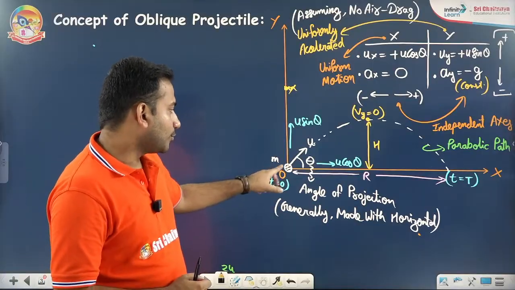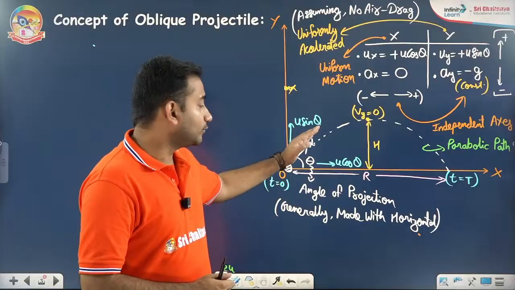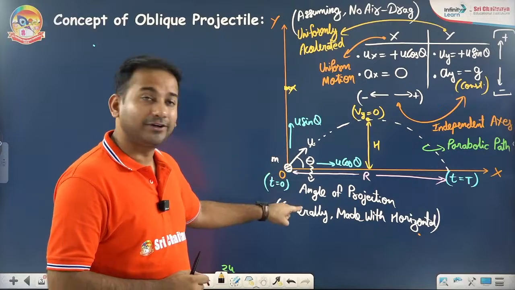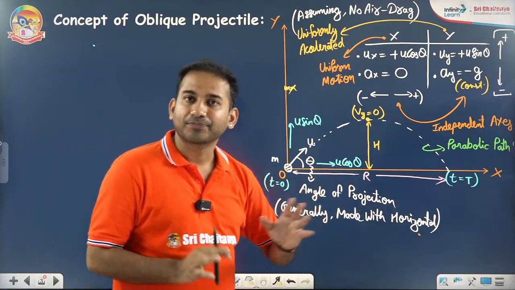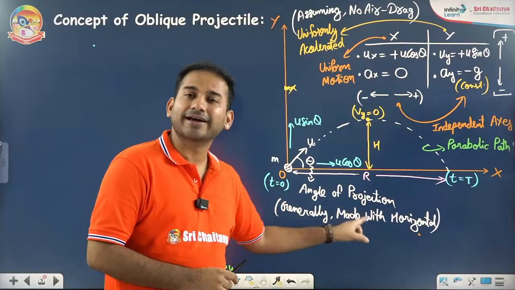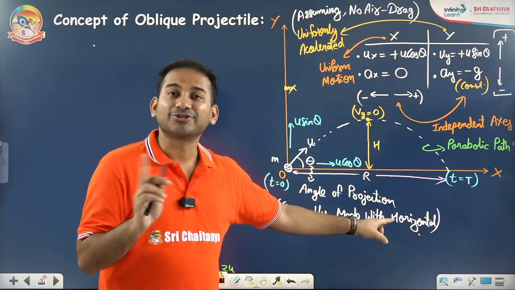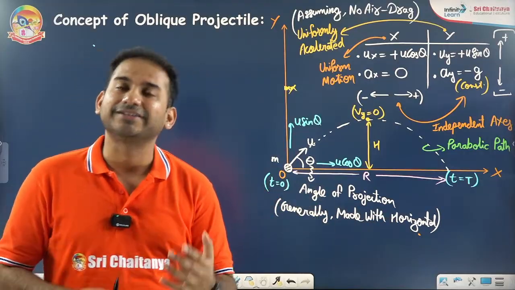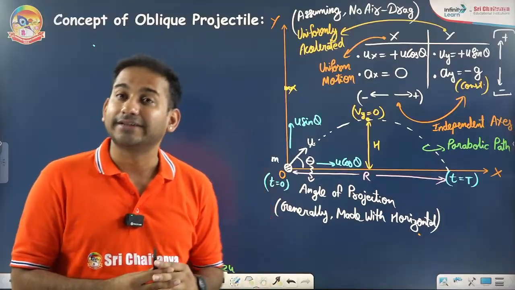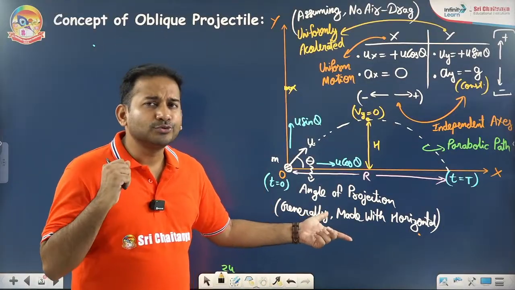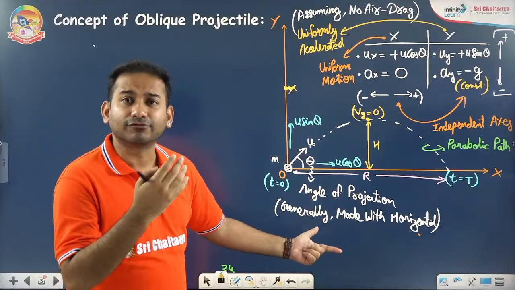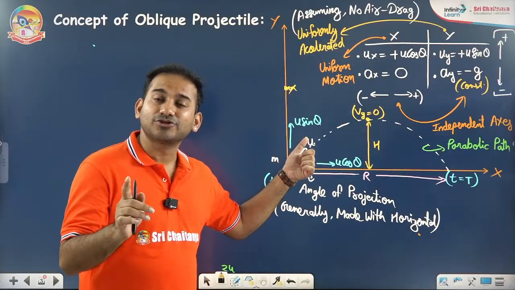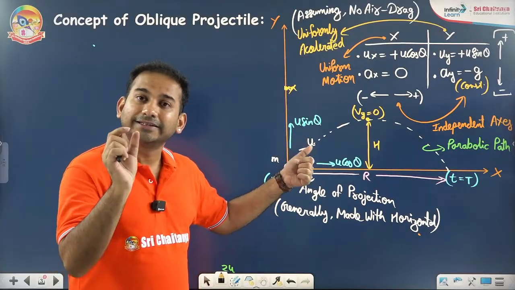So if you throw an m-mass ball or m-mass object with a u velocity, this u is called velocity of projection. Theta is made with horizontal, so that is called the angle of projection. Generally, angle of projection is made with horizontal. It's not necessarily made with horizontal. Generally, it is with horizontal, but sometimes in the questions, it may also happen that the angle is made with vertical. So what to change, sir? If angle is made with vertical instead of horizontal, then you have to change every formula that contains sine.